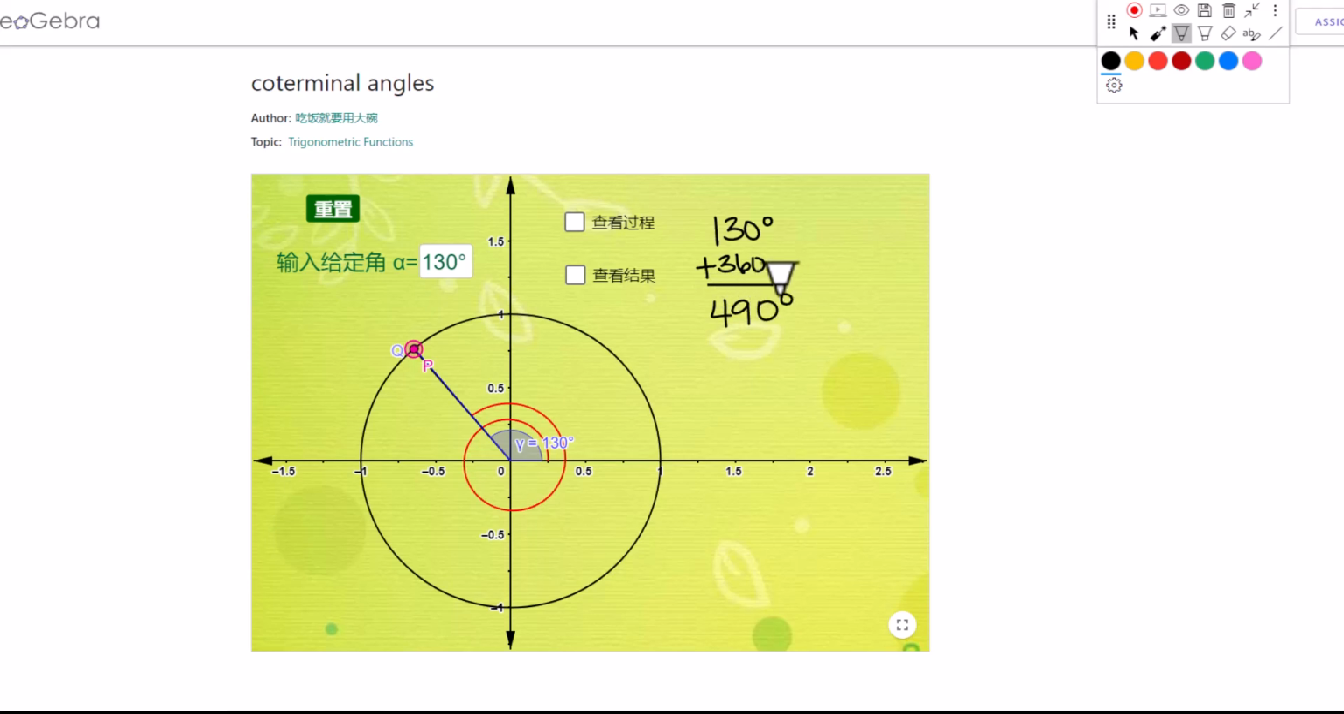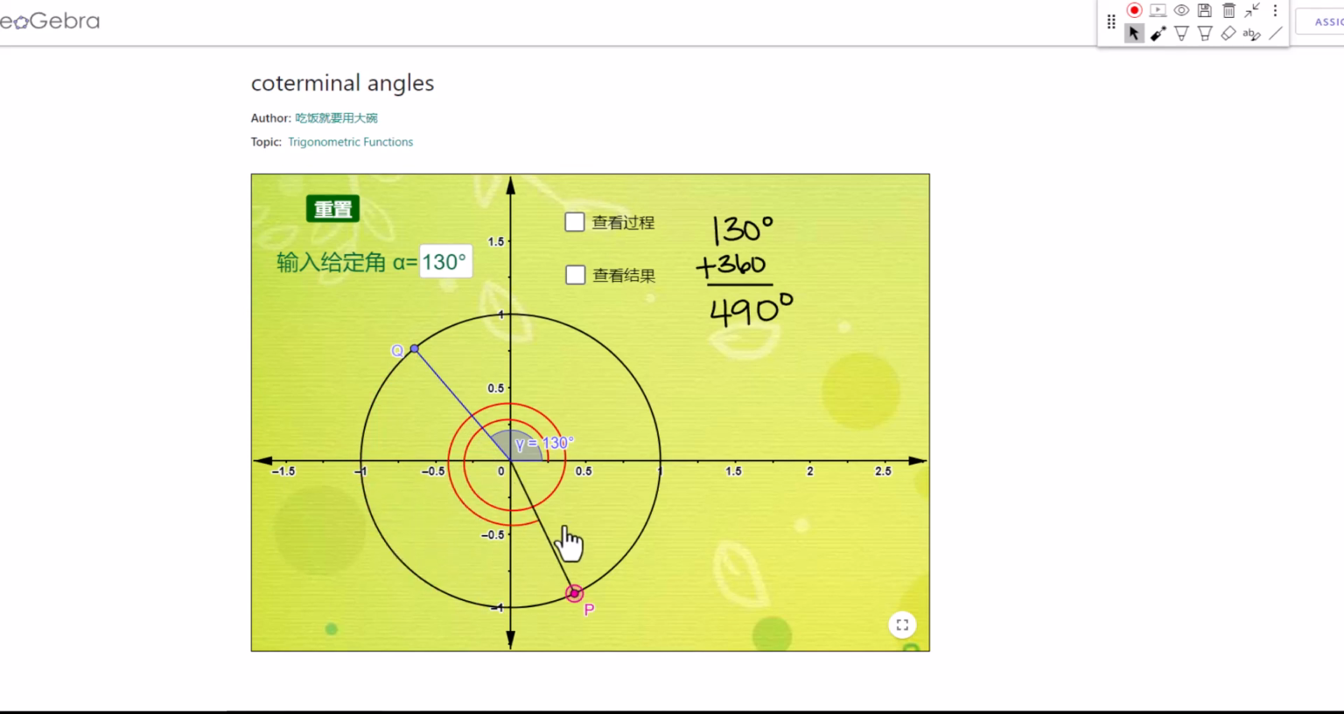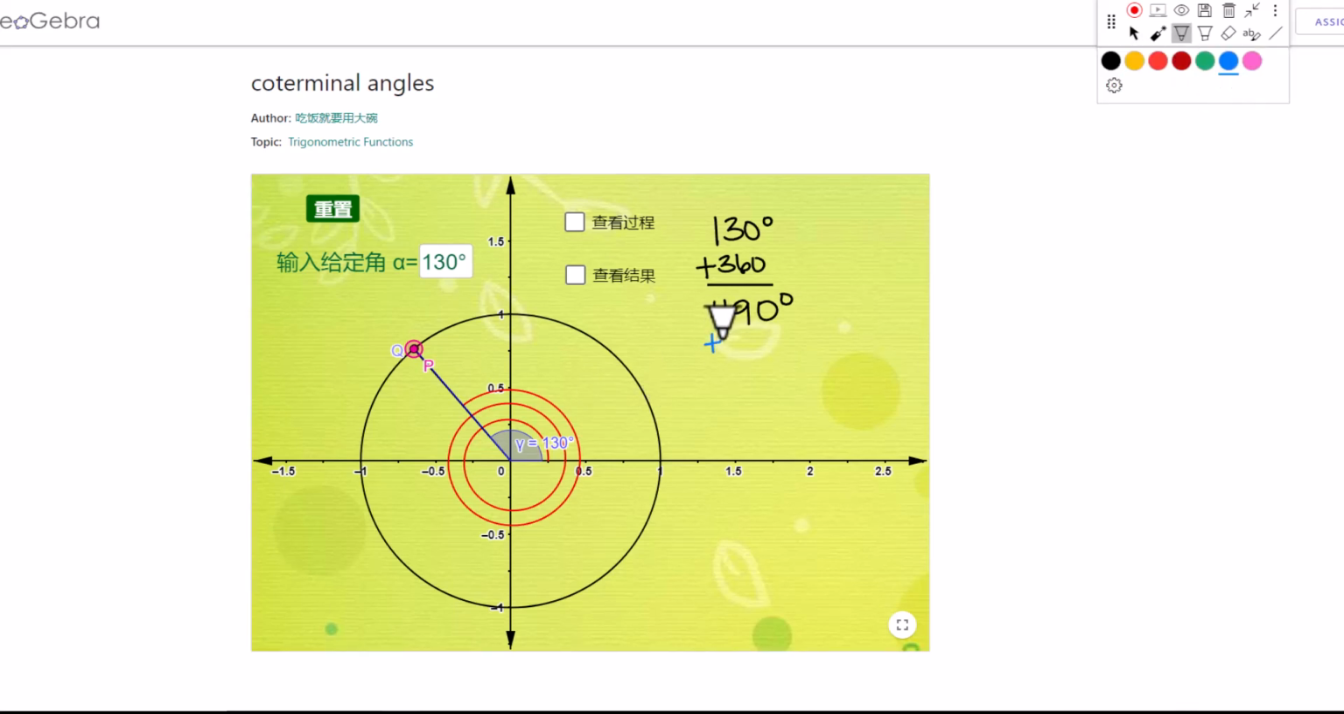Now, how many coterminal angles could I create? So if I come right here, look, I could just add another 360, and then I've created another coterminal angle. So here, if I add another 360, I'm creating another coterminal angle. So here I have 850 degrees. 850 degrees, 490 degrees, and 130 degrees are all coterminal angles. The reason they're coterminal is because the terminal side is in the same place.